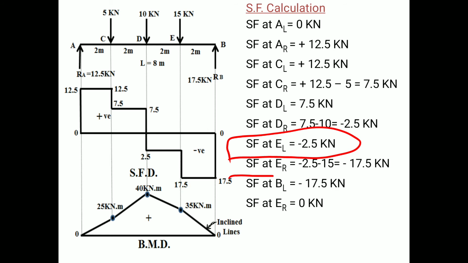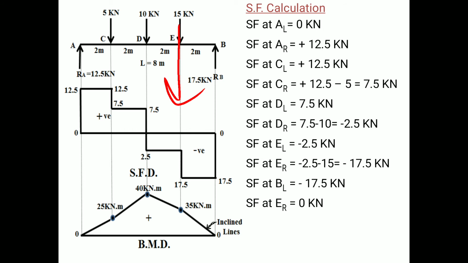Shear force at right of E is nothing but minus 2.5 minus 15, because this minus sign again, it is acting in downward direction and it is to the right of E. Therefore minus 2.5 minus 15 will become minus 17.5 kilonewton.